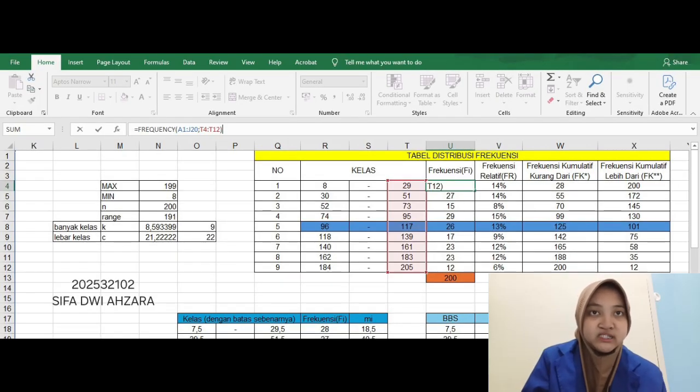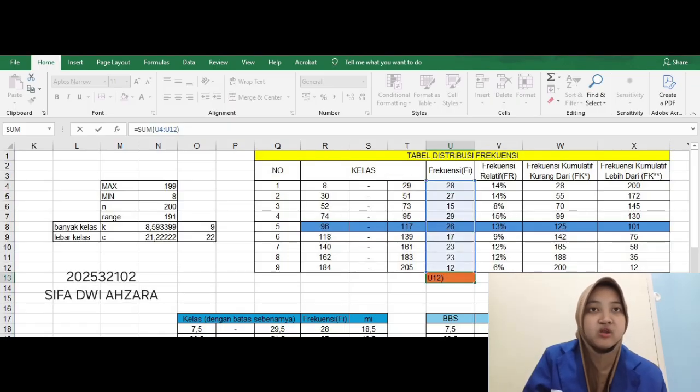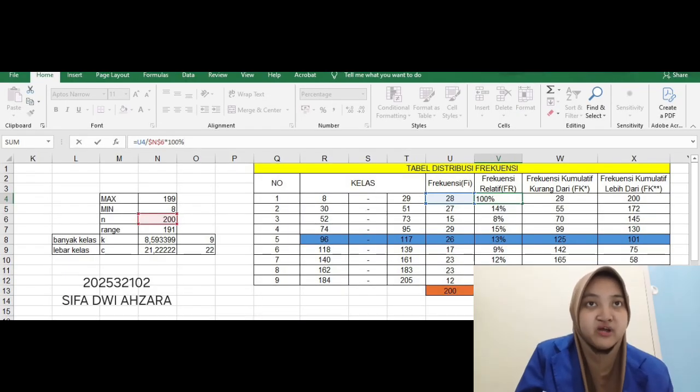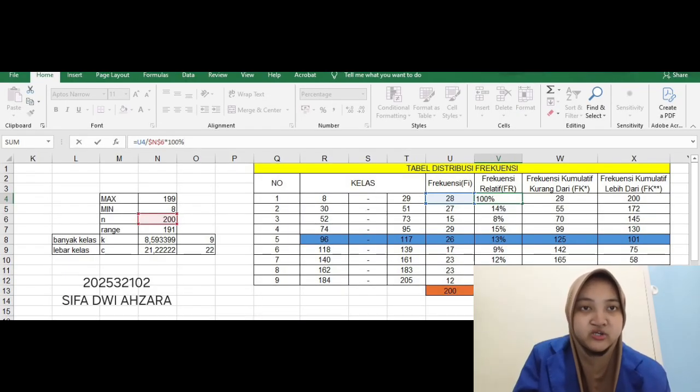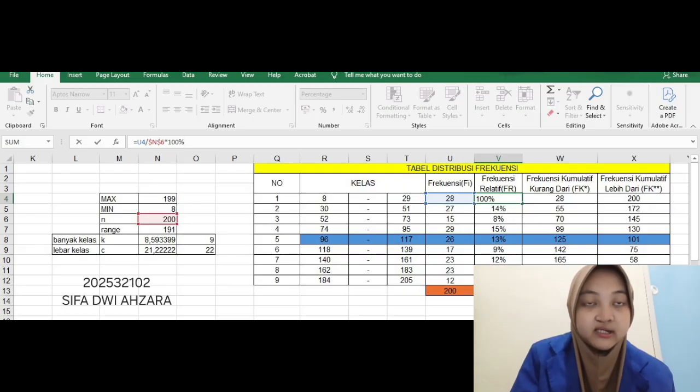To calculate the frequency, we use equal frequency and we select all the data, and then we click the upper class boundary. And then press Ctrl Shift Enter. After that, we sum all frequency using AutoSum or equal sum FE. So the total frequency is 200. 4. Relative and cumulative frequency. So the formula is equal FE divided by N times 100%. This formula shows the percentage of each class.